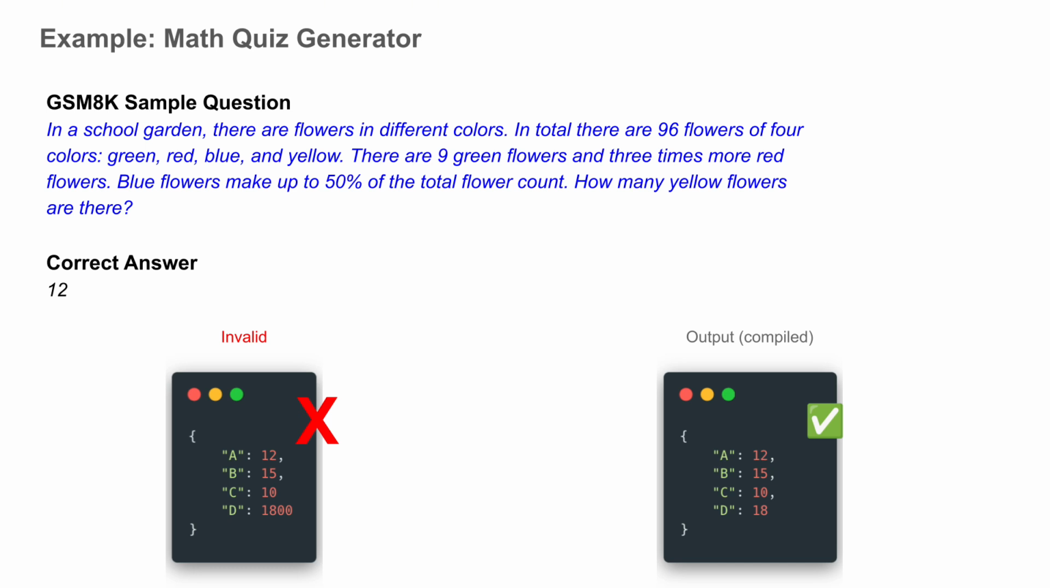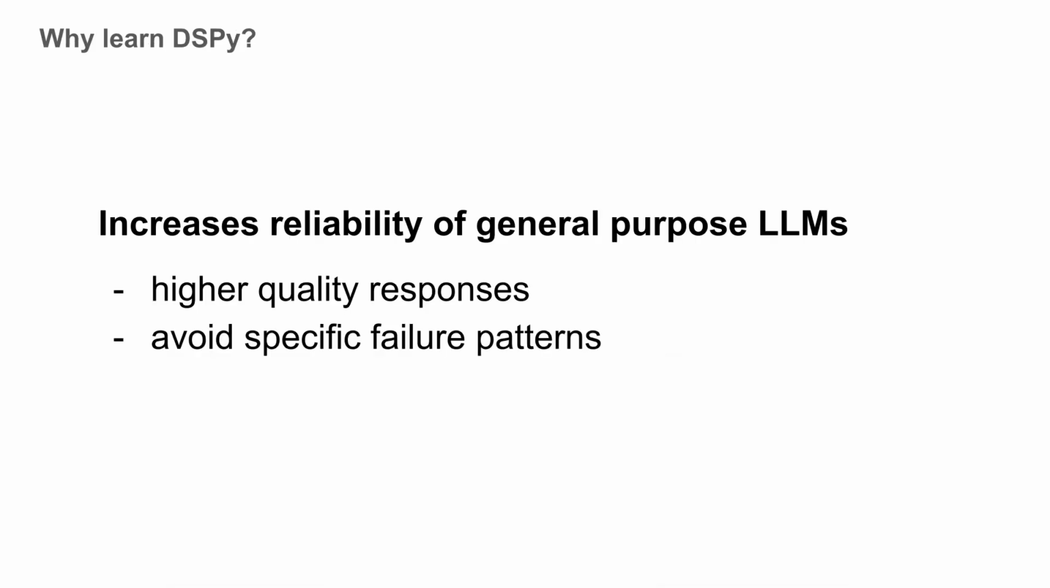To compile a DSPy program basically means to systematically try a whole bunch of things, figuring out the optimal set of instructions like prompt text, demonstrations, even potentially the LLM weights to use when generating new outputs. If I had to summarize what DSPy can do for us in one slide, it's this. It can elicit higher quality responses and avoid undesirable behavior, both of which should make language model-powered systems more reliable and useful.